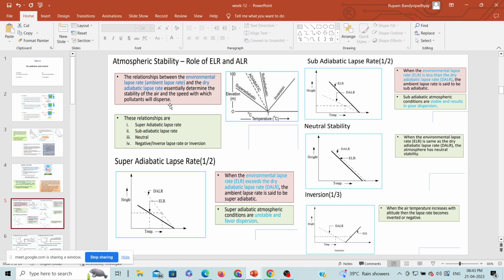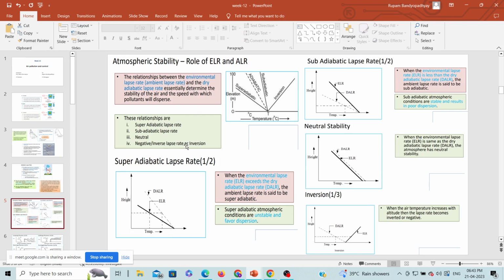So the role of the ELR, the environmental lapse rate, and the adiabatic lapse rate: depending upon these relations, there are different stability conditions, like super adiabatic, sub adiabatic, neutral, and negative or inverse state.